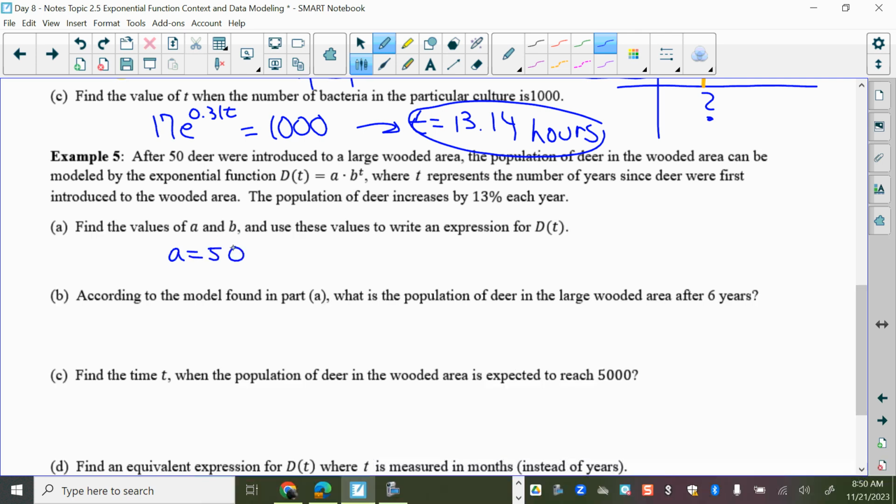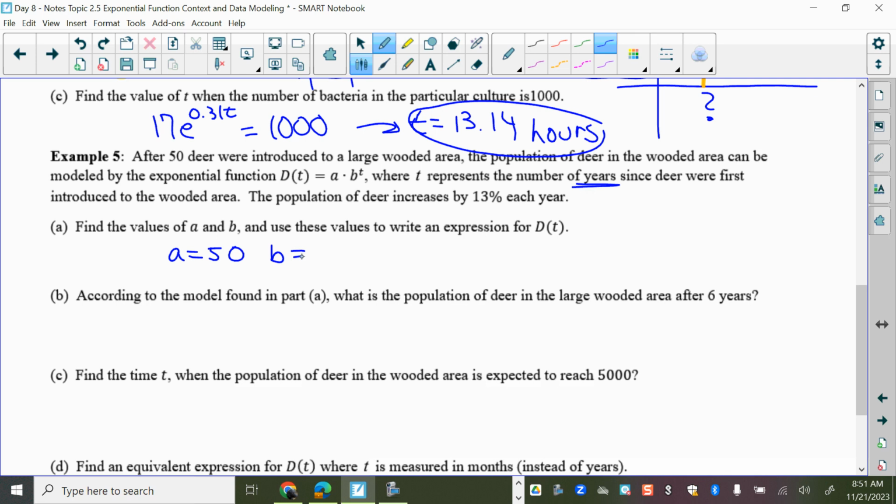Large wooded area. The population of deer in the wooded area can be modeled by this function. All right, great, exponential. T is the number of years since the deer were first introduced, and the population increases by 13%. So every year, you're going to keep what you had, and you're going to add 13%, right? So what percentage is that? Keep the 100 and you add, so 113%, right? Your B value is your rate of growth. That's 113%. You're keeping the 100 and you're adding 13 more.